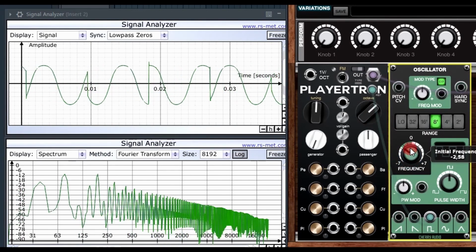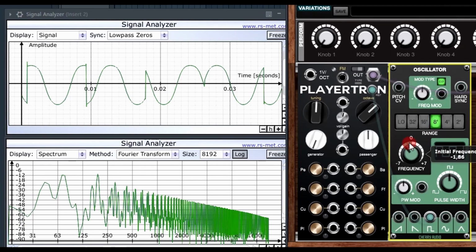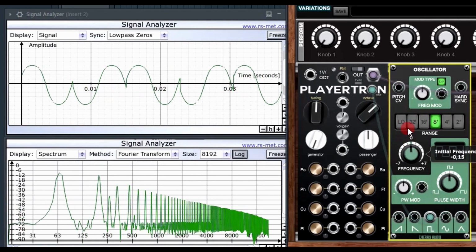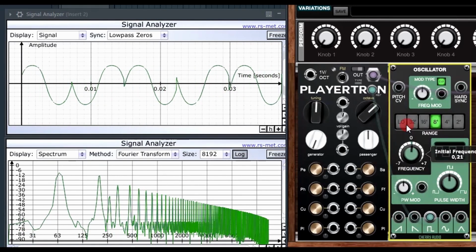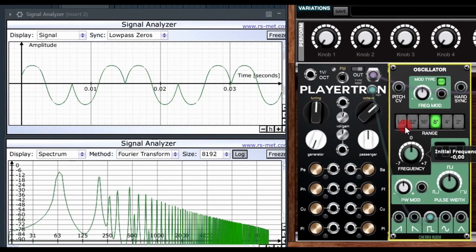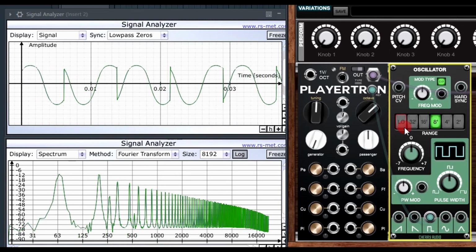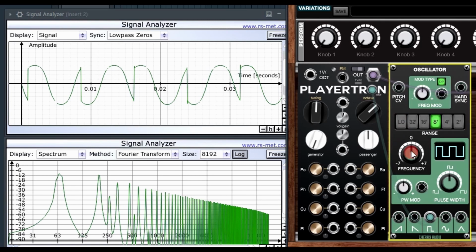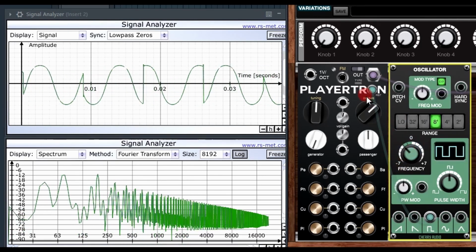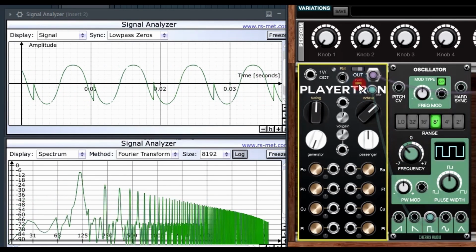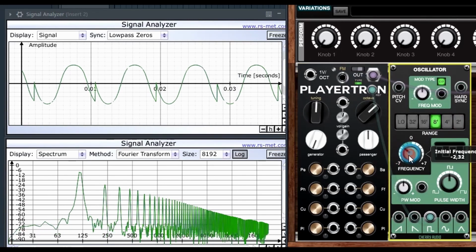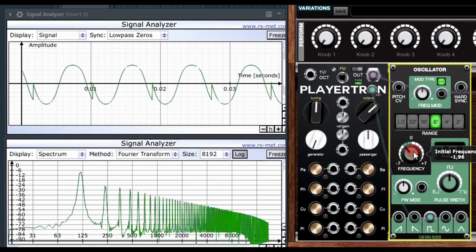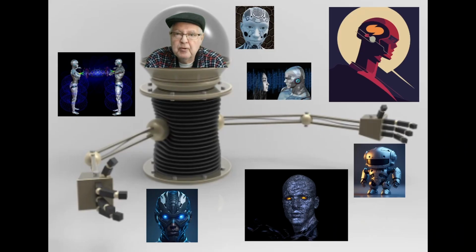Let me try to make it look a little bit more stable. Yeah, okay, now you can see it. It's flipping back the waves, opposed to resetting it. All right, let's do the sync.